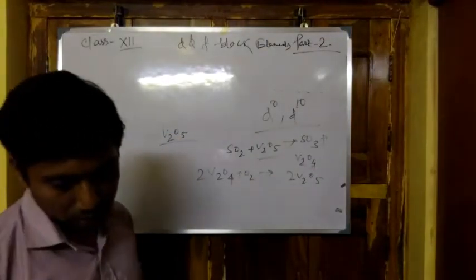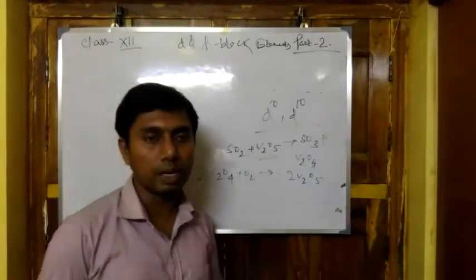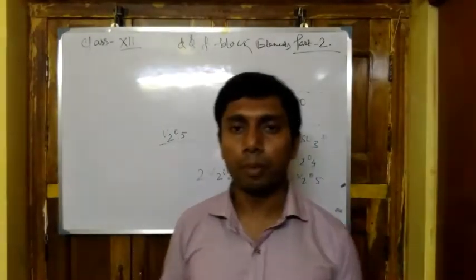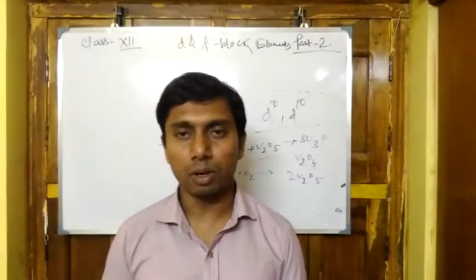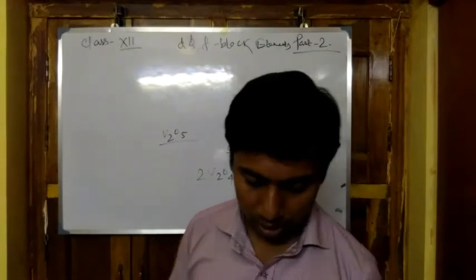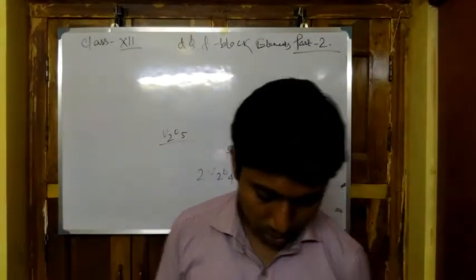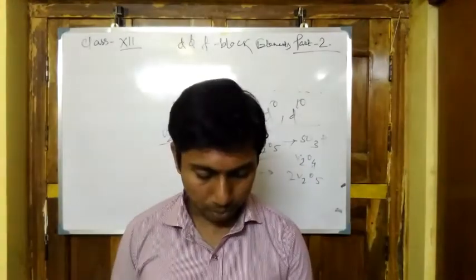Next one, finely divided iron and molybdenum is used in the preparation of ammonia in the Haber process. MnO2 is used as a catalyst for the preparation of oxygen, and nickel is used in hydrogenation, even in organic reactions, and also in the preparation of vegetable oil.